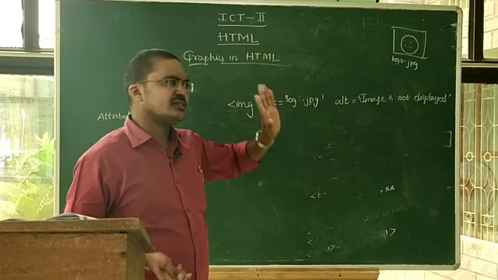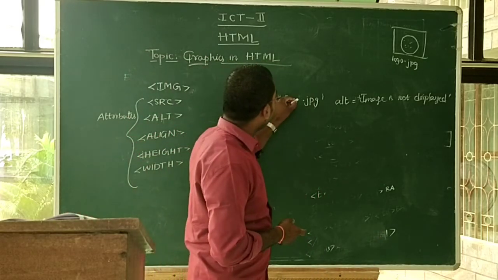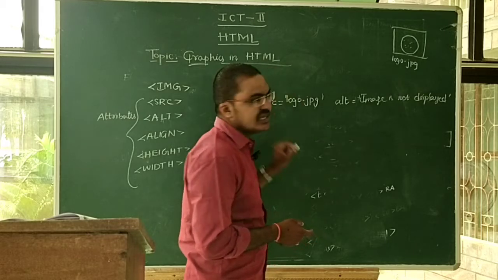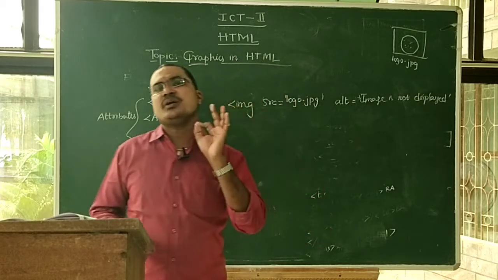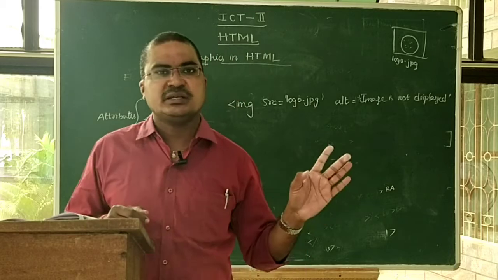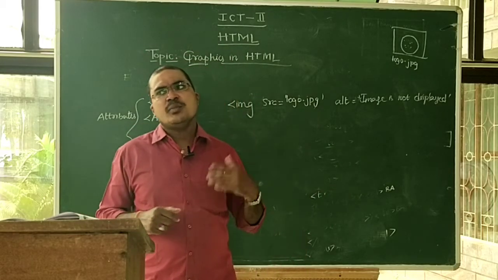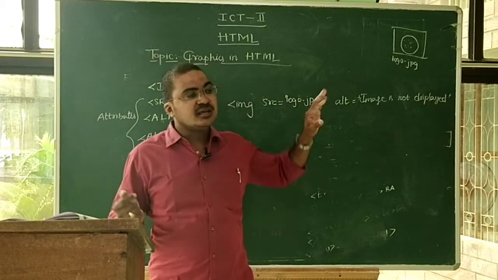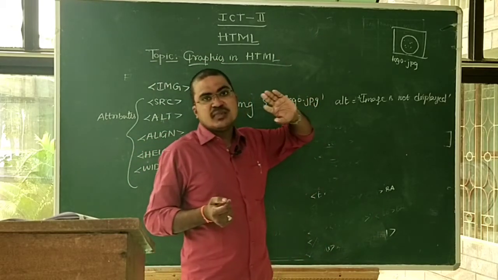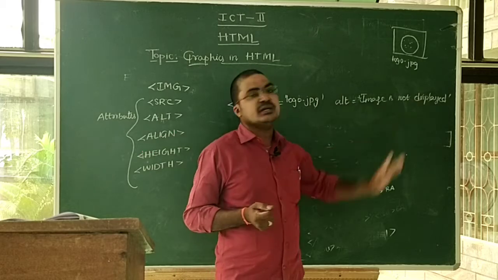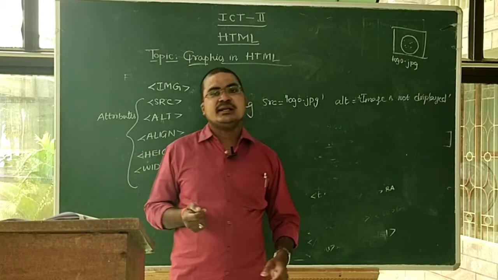Okay, actually this is not a problem. If the proper name is mentioned in src, the exact image appears in the web page, don't worry about it. But sometimes the image is not good, the image size is too large, or the image is deleted from your computer system. In this case the text appears. That's why we use the alt.